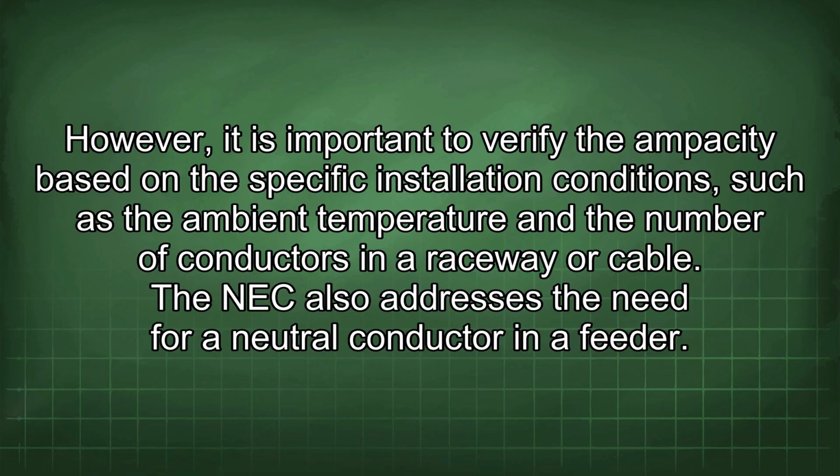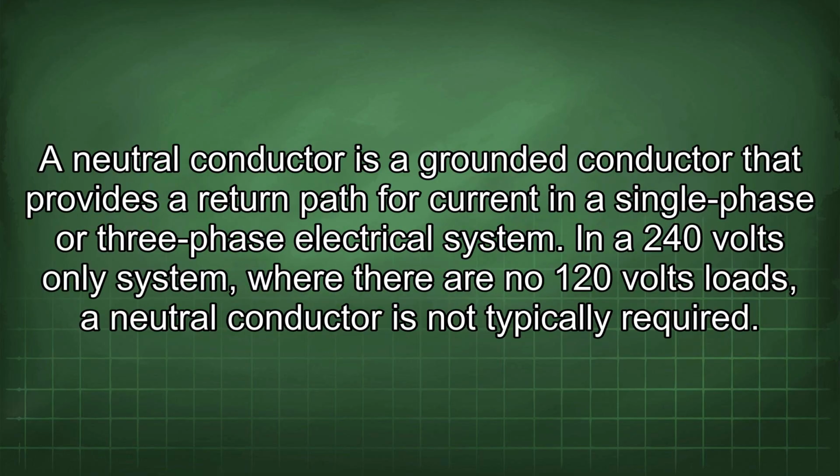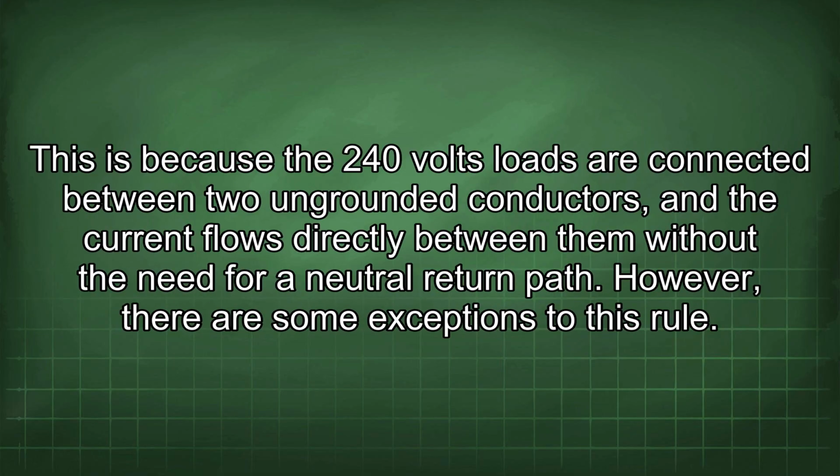The NEC also addresses the need for a neutral conductor in a feeder. A neutral conductor is a grounded conductor that provides a return path for current in a single-phase or three-phase electrical system. In a 240 volt only system, where there are no 120 volt loads, a neutral conductor is not typically required. This is because the 240 volt loads are connected between two ungrounded conductors, and the current flows directly between them without the need for a neutral return path.